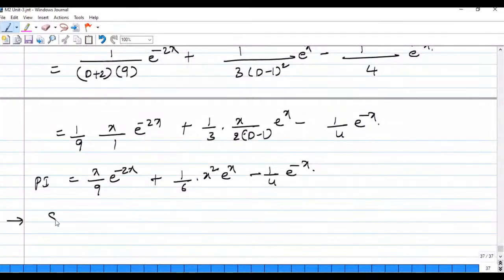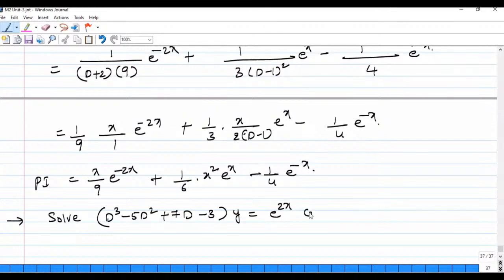Right, on to the next problem. Solve (D cube minus 5D square plus 7D minus 3) y equal to e power 2x cosh x.